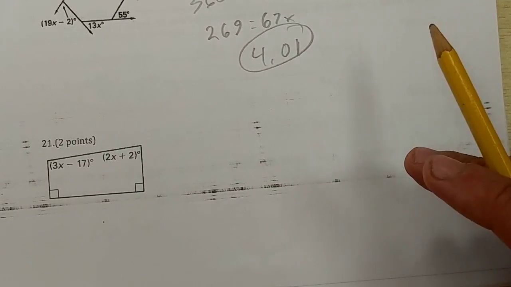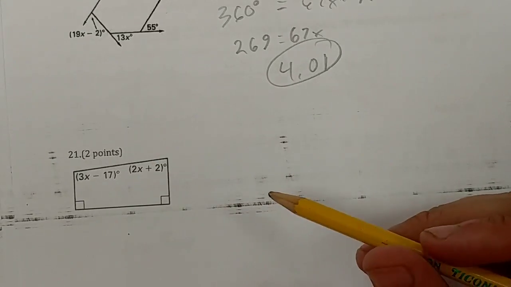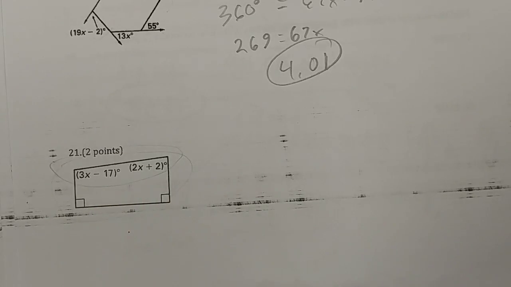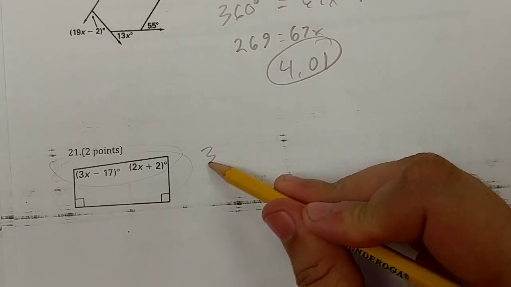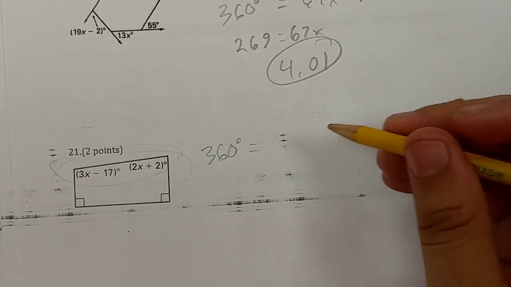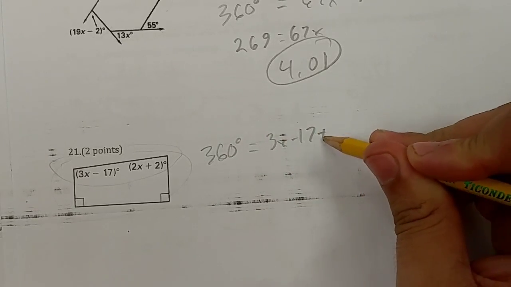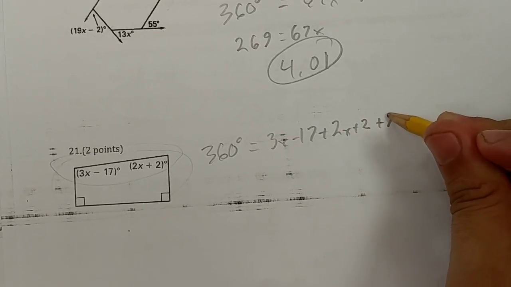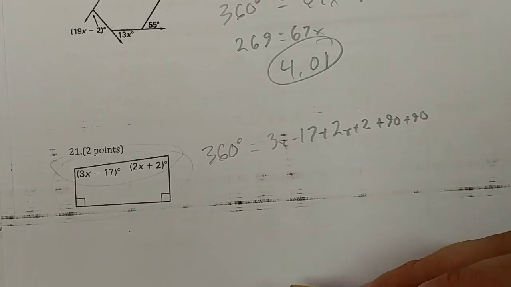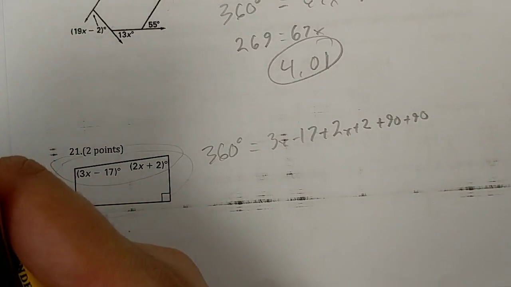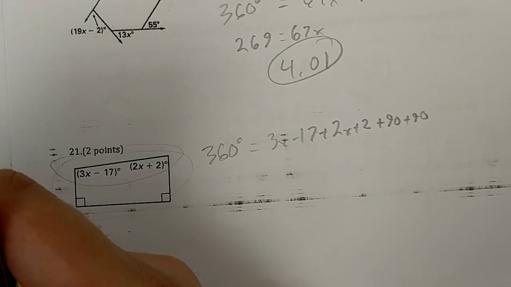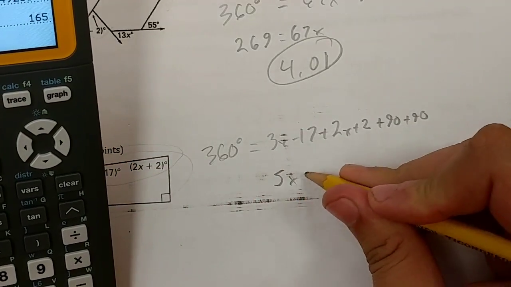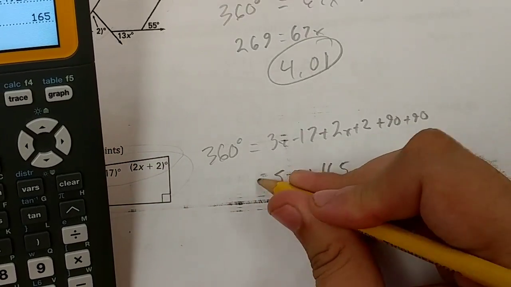Let's go to here. Okay, so this is a four-sided shape. You could do it two ways. You could do this adds up to 180, or the whole thing adds up to 360. So I'm going to do the whole thing adds up to 360, just to minimize worry. 3x minus 17 plus 2x plus 2 plus 90 plus 90. Combine like terms when possible. So 90 plus 90 plus 2 minus 17 is 165, and 5x plus 165 equals 360.